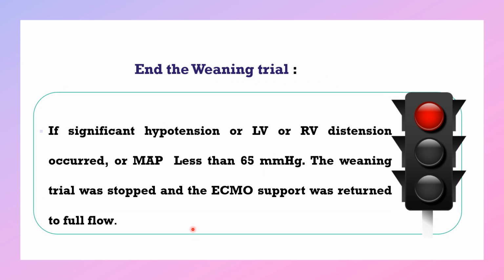When should each weaning trial be ended? If there is significant hypotension, if there is left ventricle or right ventricle distension, or mean arterial blood pressure is less than 65 millimeters of mercury, the weaning trial should be stopped and we should return to full ECMO support.